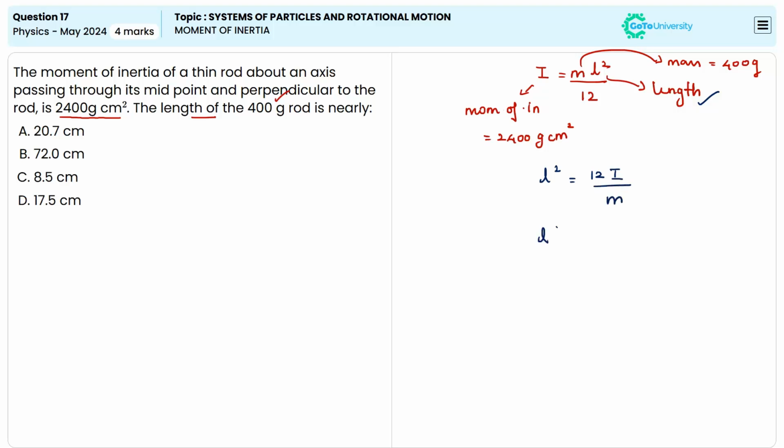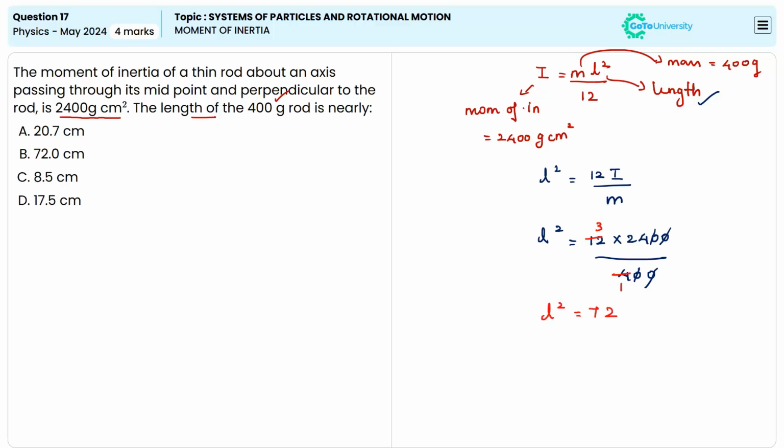Let us apply the values here. So L square will be equal to 12 times 2400 divided by 400. First we can cancel the zeros, then we can cancel the number. When we are cancelling the number, 1 4 is 4, 3 4s are 12. So when we are multiplying the remaining numbers, we will get the answer 72.